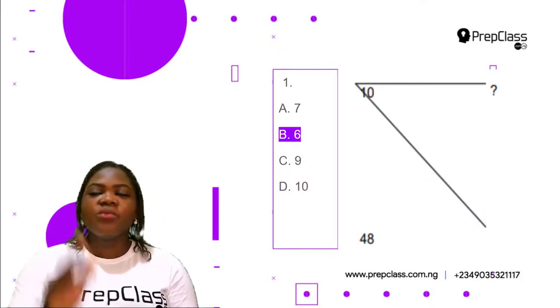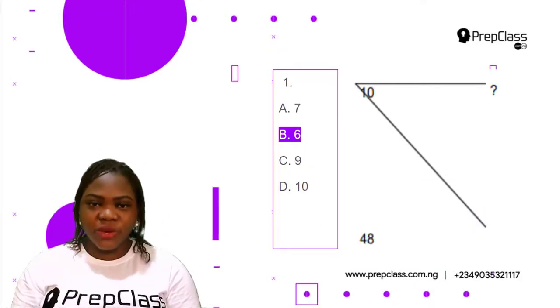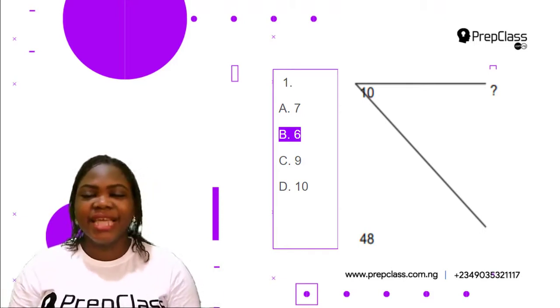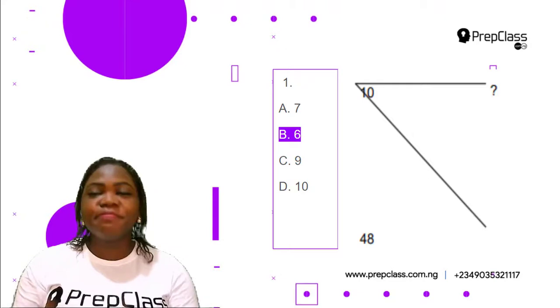Okay, so which of the following options is correct? A is 7, B is 6, C is 9, D is 10. The correct option here is B, 6.